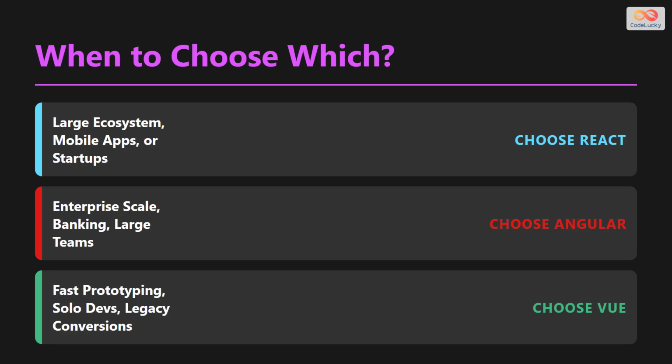So when should you choose which? Choose React if you want a massive ecosystem, are building a startup, or plan to target mobile later. Choose Angular if you are working in a large corporate team or building a complex, long-term enterprise application. Choose Vue if you want to get up and running fast, or if you're migrating a legacy project and need a flexible, lightweight solution.